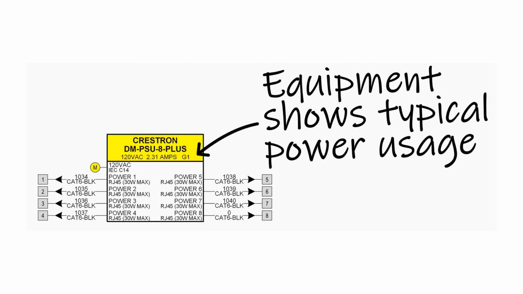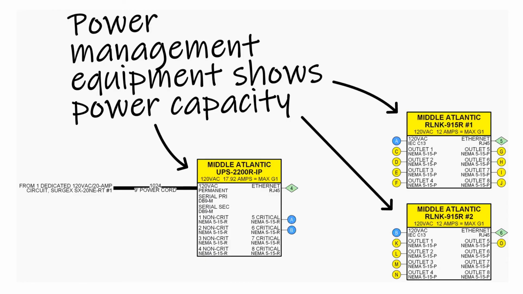Notice on certain device symbols there's a current draw and power group connection number such as group G1. The sum of these AC currents determines the overall system current for the group, which should not exceed the maximum allowable current capacity of the connected PDUs or UPSs. Shown here.